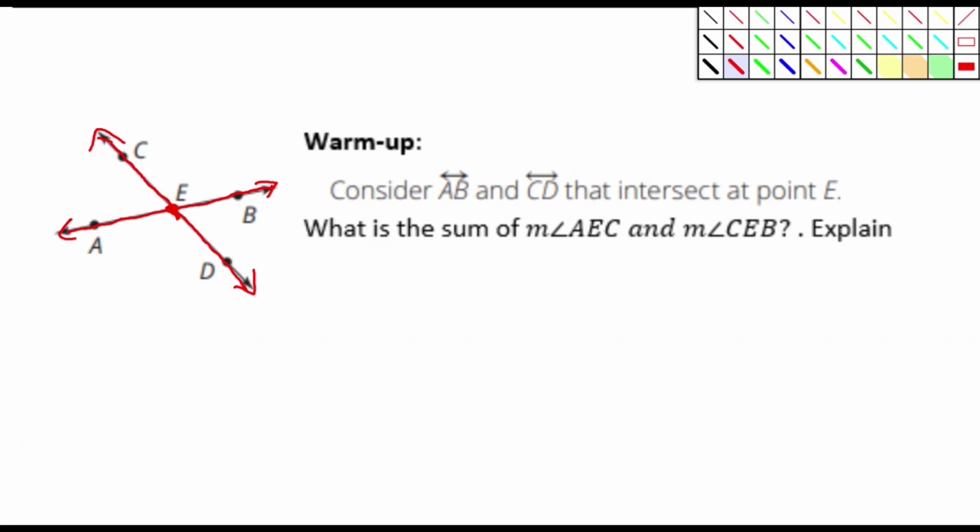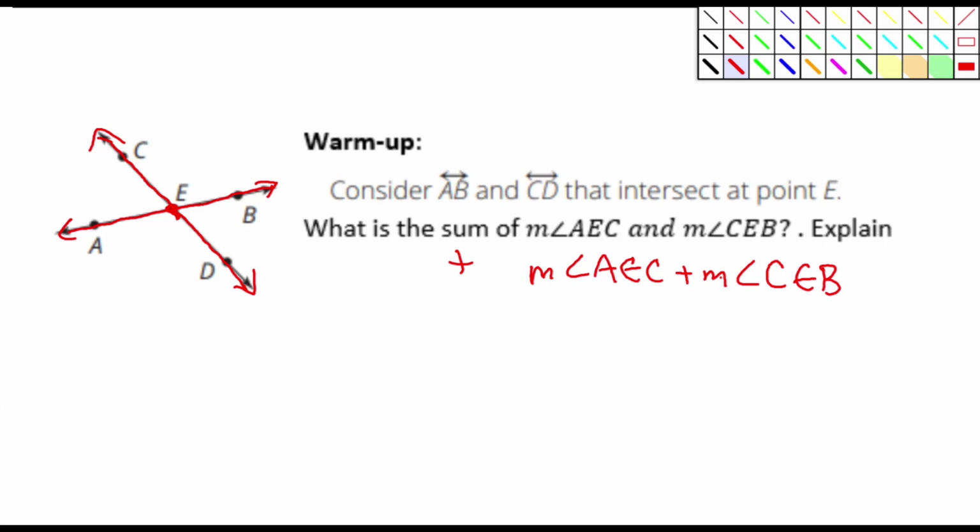It says, what is the sum? Remember the sum is going to be an addition. So what is the sum? What are these things going to add up to? So what is the measure? Well, we're really trying to find out what is the measure of angle AEC plus the measure of angle CEB.